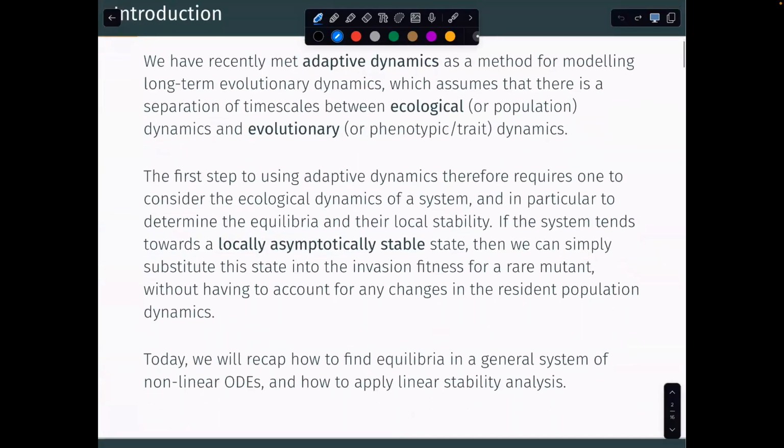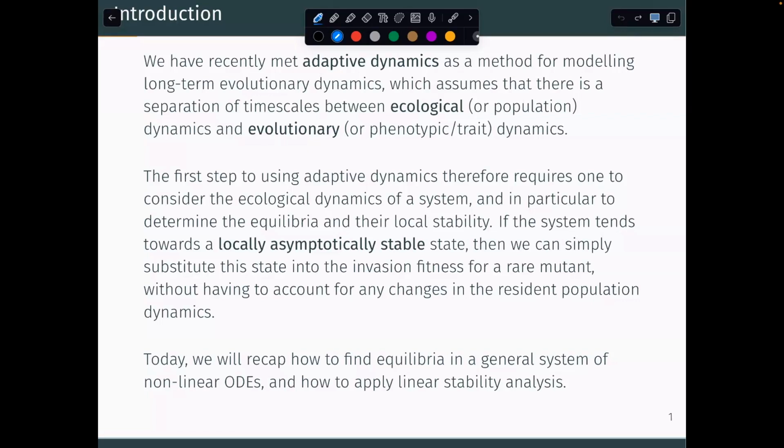And the reason we're doing this is because we've recently met this method, adaptive dynamics, for modeling the long-term phenotypic evolutionary dynamics of a population. And one of the key assumptions of adaptive dynamics is that there is this separation of timescales. So we're separating out our ecological or population dynamics timescale, so changes in population size, say, from our evolutionary timescale, where we're having changes in our phenotypes or our traits. This comes about because we're assuming that mutations are very rare. We do this because it means that we can simplify the analysis, essentially.